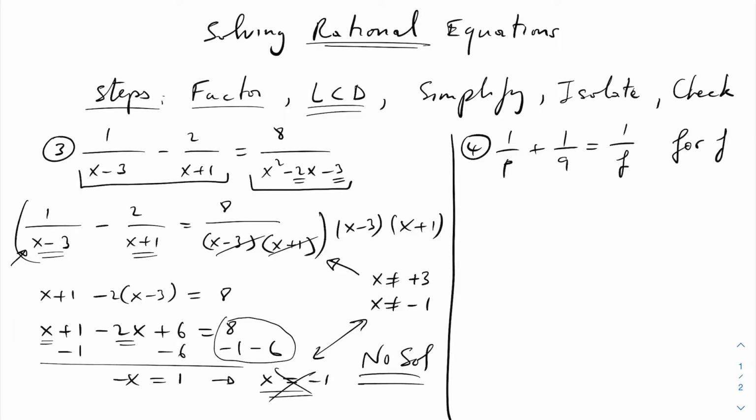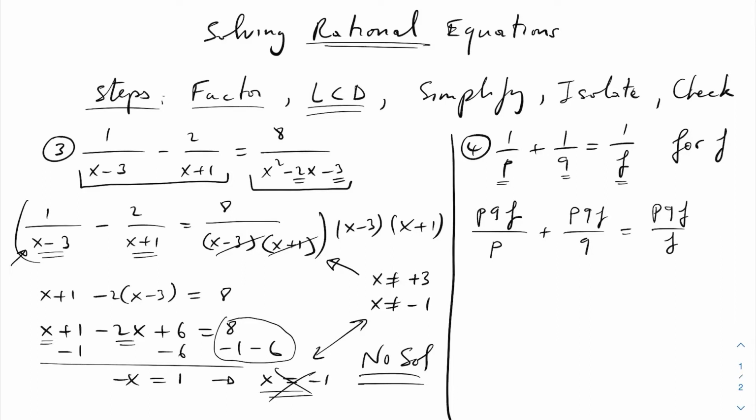And as you can see here, the LCD has to at least include every denominator that we have. So we're going to have P, Q, F as our LCD. So multiplying this whole equation by P, Q, and F, we're going to have PQF divided by P plus PQF divided by Q equals PQF divided by F.